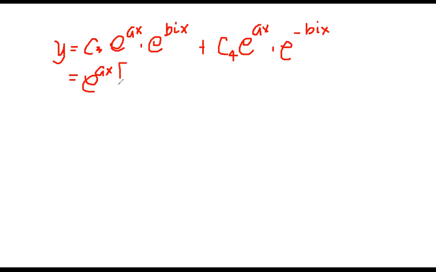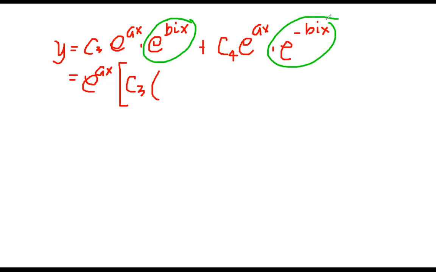So here we can say c sub 3 times, remember, this one has an imaginary unit, the same with this part. So we can rewrite, it's equivalent to Euler's equation. This is cosine of bx. Since it's positive, you just add an i sine of bx.